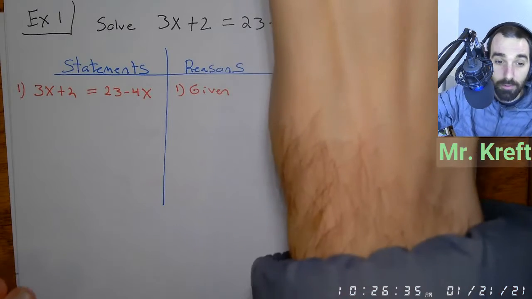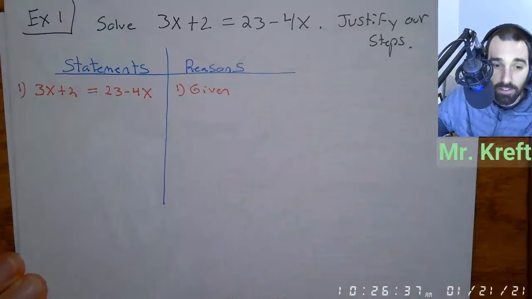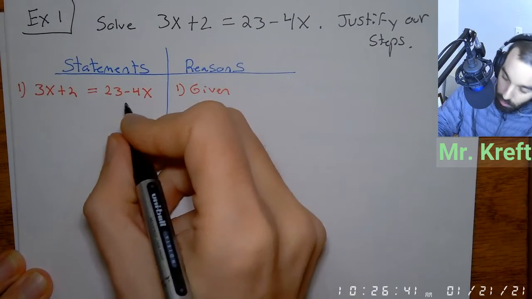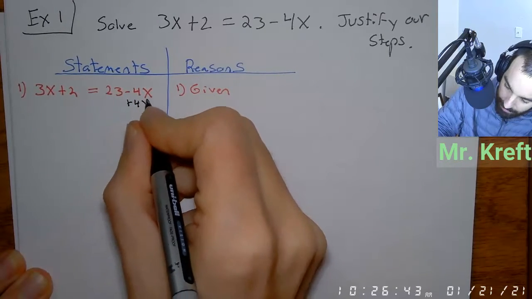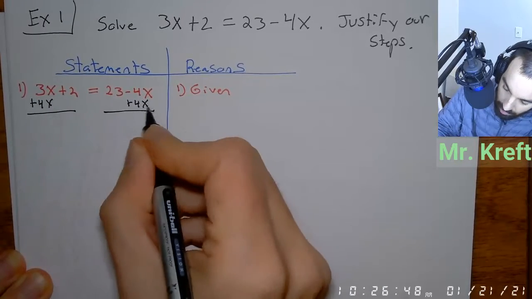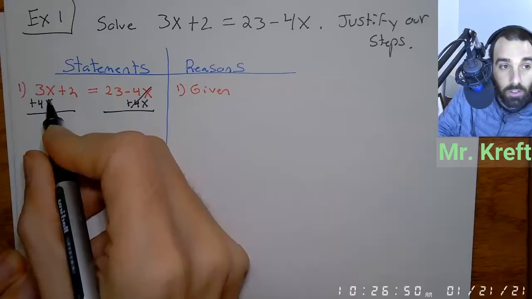What do you guys want to? Okay, so one person said they want to add 4x to both sides. So again, we're going to do one step at a time. If I add 4x to both sides, the goal here, it would seem, would be getting all my x's to one side.